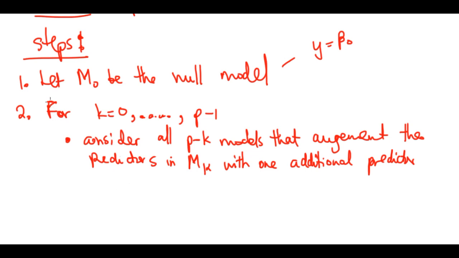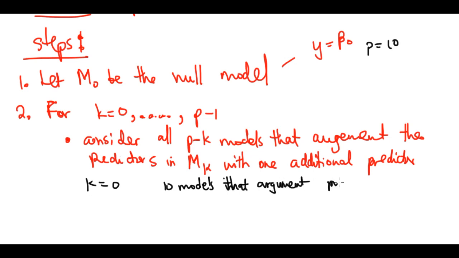All right, so we are starting with k equal to 0. Let's say our p is equal to 10. Let's say we have our 10 predictors just like previously. Consider all 10 minus 0, which is 10. So consider all 10 models that augment the predictors in M naught with one additional predictor.